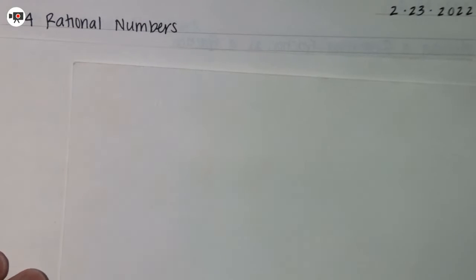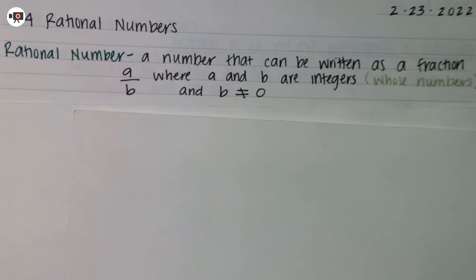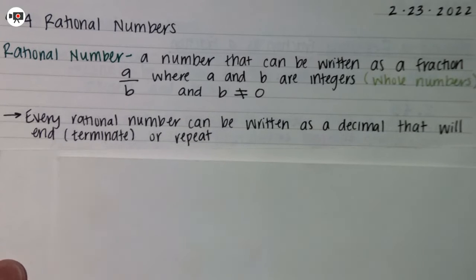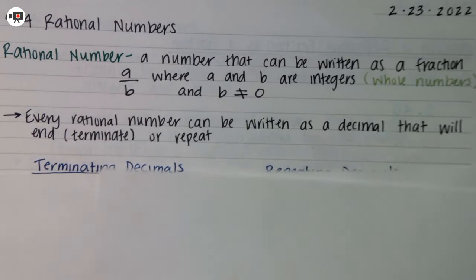This is 9.4, rational numbers. A rational number is a number that can be written as a fraction, a over b, where a and b are integers, and b is not 0. Every rational number can be written as a decimal that will either end, or terminate, or it will repeat.